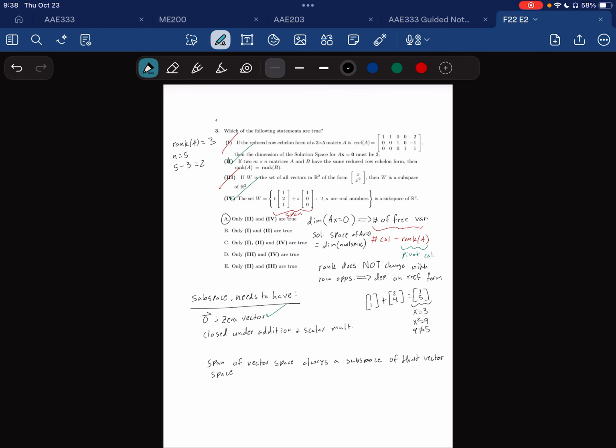Yeah, definitely a more conceptual question, definitely a harder question. But really you just have to know these relationships of rank and dimension, space and null space, and what makes a subspace and what doesn't make a subspace, right? So that's the way to go about these kinds of questions.